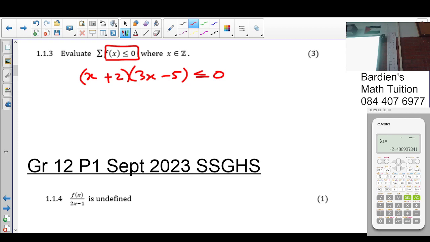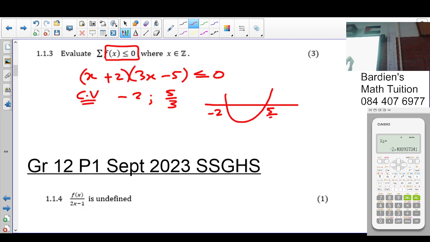Okay? What are my critical values here? Please do not say at this point x is equal to minus 2 and x is equal to. Automatically you're going to lose everything thereafter. Your right critical values, of course, are negative 2 and 5 over 3, or your 0 values. So in other words, the graph is smiling, we've got negative 2 and 5 over 3. So it has to be less than 0, so it's that part there.